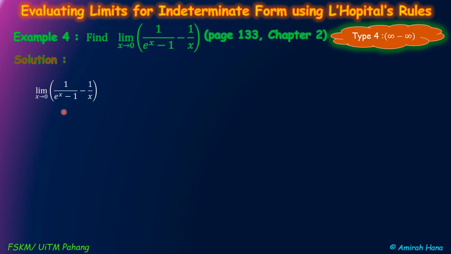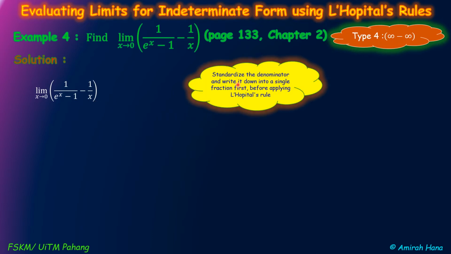From the given question, we have two fractions here. Every time we want to use L'Hopital rule, we need to write it into the form of type 1, 0 over 0, or type 2, infinity over infinity, which is a single fraction. So from the double fraction here, we need to write a single fraction. What we need to do is standardize the denominator and write it down as a single fraction first, before applying L'Hopital rule.